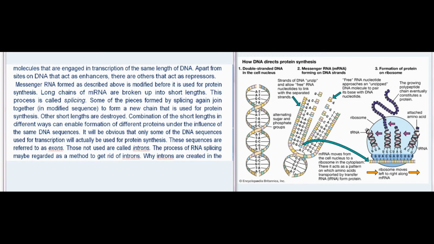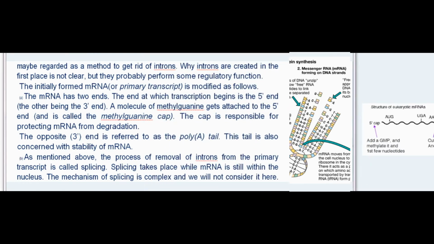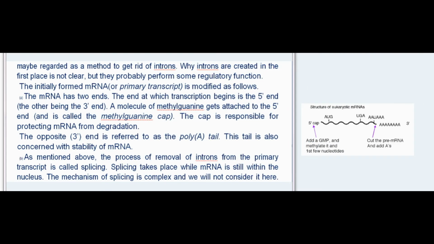It will be obvious that only some of the DNA sequences used for transcription will actually be used for protein synthesis. These sequences are referred to as exons. Those not used are called introns. The process of RNA splicing may be regarded as a method to get rid of introns. Why introns are created in the first place is not clear, but they probably perform some regulatory function. The initially formed mRNA, or primary transcript, is modified as follows. A. The mRNA has two ends. The end at which transcription begins is the 5' end, the other being the 3' end.